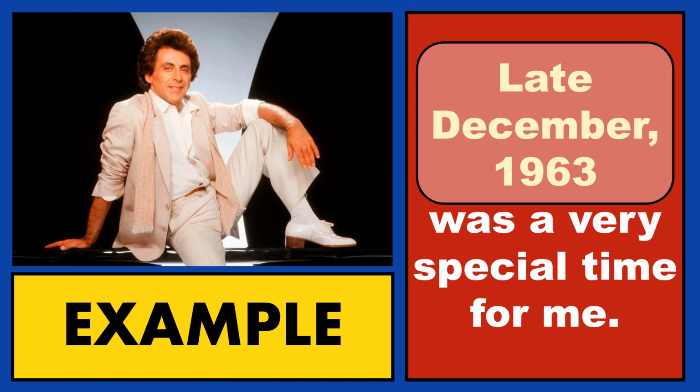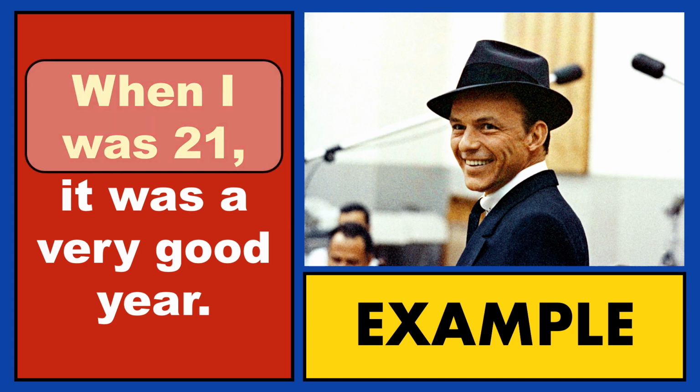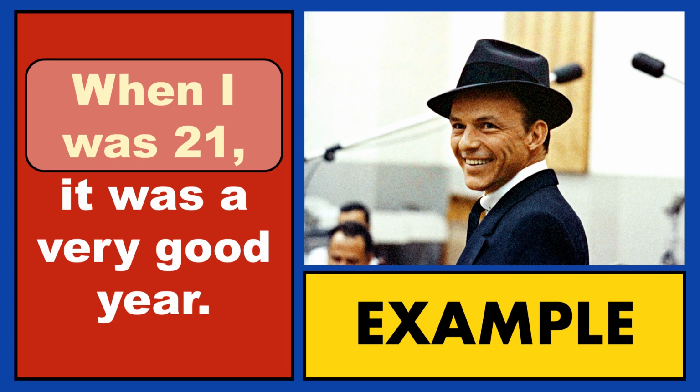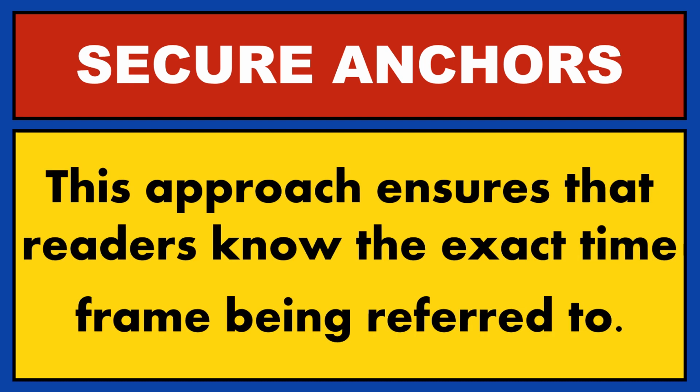"When I was 21, it was a very good year." Now again, we have a specific time frame, when I was 21. So the reader knows exactly the age that is being referred to within the text. These are secure anchors. This approach ensures that the reader knows the exact time frame being referred to.